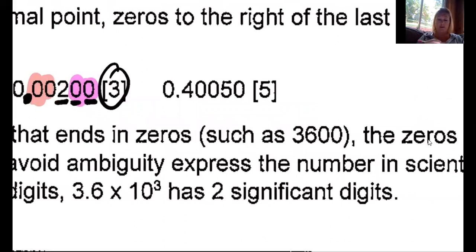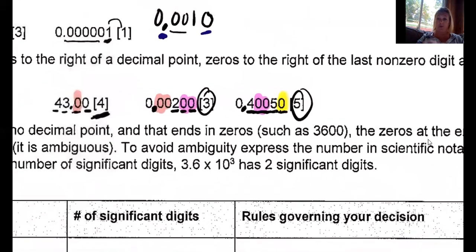Here's another one. First rule, we know the 4 and the 5 are significant. Easy, straightforward. What do we know about these zeros? Those zeros are also significant because they're sandwiched in between. Now what do we know about this zero that I have highlighted with the yellow? There's a decimal and the last digit is 0. You have to have both of those. Since the last digit farthest to the right is a 0, it counts. So your answer is 5 significant figures.